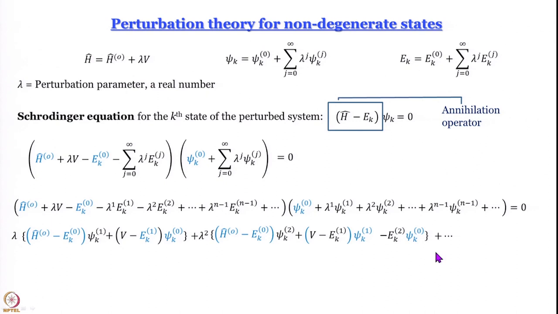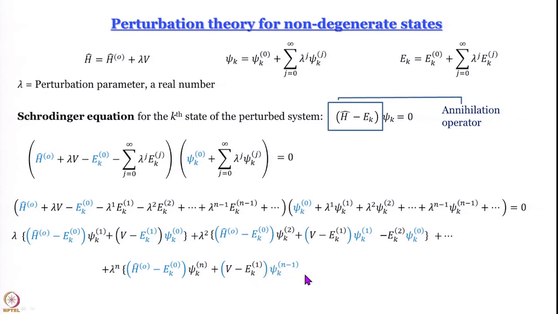It is not very difficult to understand, I hope, that when we talk about the coefficient of lambda to the power n, then the expression is going to be, again the first term will be the same operator, H hat 0th minus E k 0th, operating on this time psi k nth, okay. Remember this nth means it is the same exponent to which lambda is raised in that term. What will the second term be? The same operator v minus E k first operating on the next correction term in the series, psi k n minus 1th.